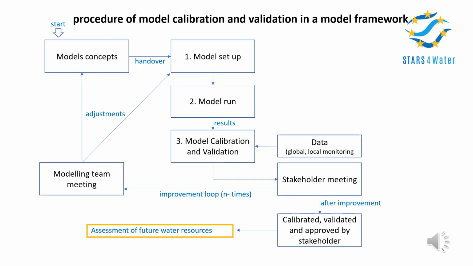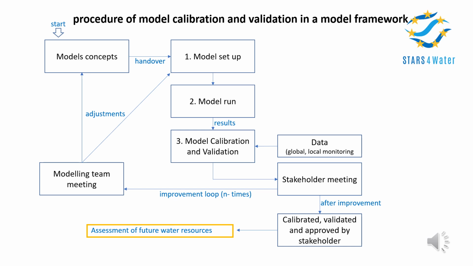This chart is a standardized procedure for calibrating and validating models within the Stars for Water framework. First, there is the model concept, which includes the model's goal and how to achieve it. Once the concept has been finalized, the models are set up. The next step is the first runs. Once this step has been completed, calibration and validation start using global and local monitoring data gathered and collected in the data portal in the Stars for Water project.